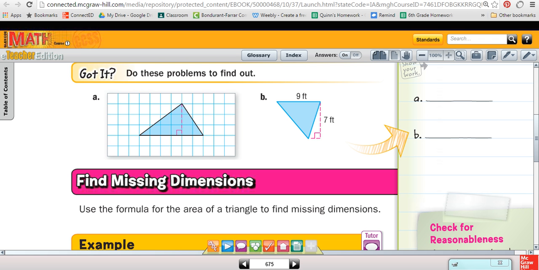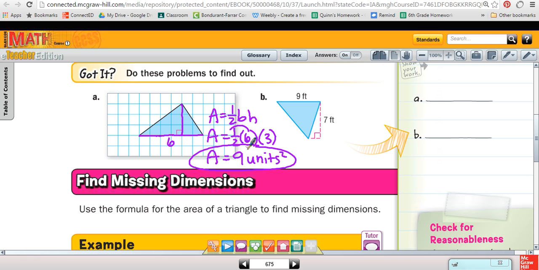Okay, let's check these. So we're going to do area equals half of the base times the height. Area equals, the base is 1, 2, 3, 4, 5, 6 units. So half of 6 times the height of 1, 2, 3. Well, this time it's a lot easier to take half of 6, so I'm going to do those two right away. So half of 6 is 3, times 3 gives me 9 square units because we have a graph here.